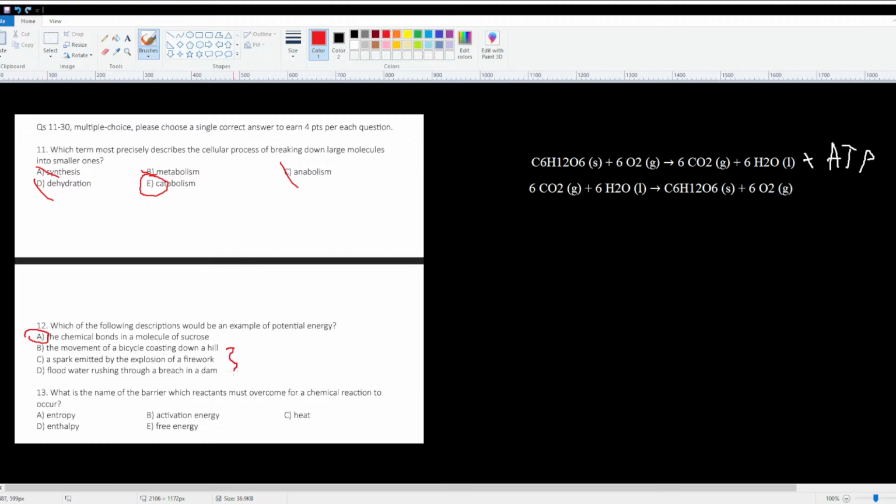So what do B through D have in common? Look at the language. Floodwater rushing through a breach in a dam. A spark emitted by the explosion of a firework. The movement of a bicycle coasting down a hill. What do these all have in common? Energy, the process.